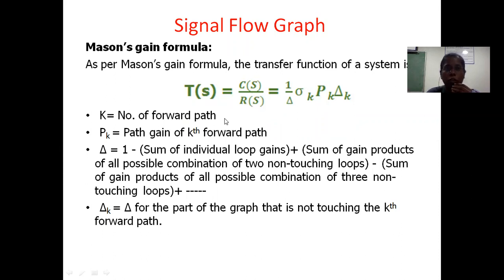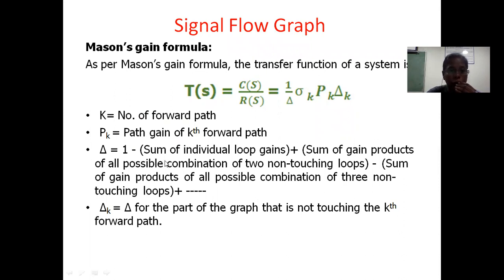In a signal flow graph, the foremost step is to find the number of forward paths. Then the number of forward paths will be k, and based on the k, we will get the path gains. So after finding the number of forward paths, we have to find out the path gain of the kth forward path. For each and every forward path, we have to find out the gain. That is going to be my Pk. Then we have to find out the del value.